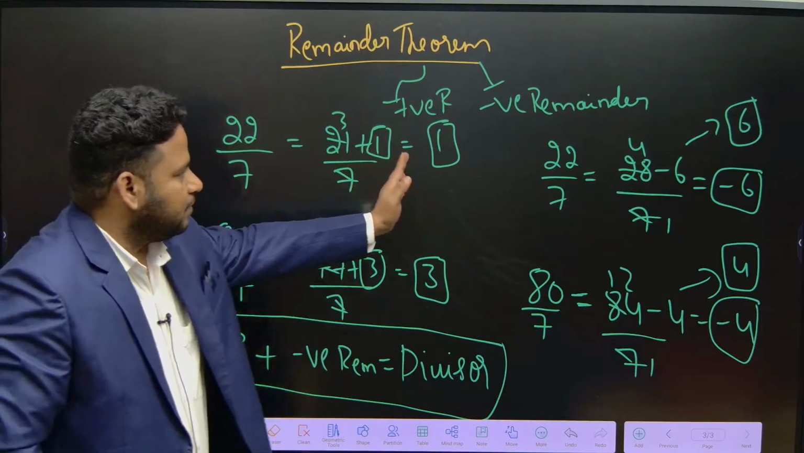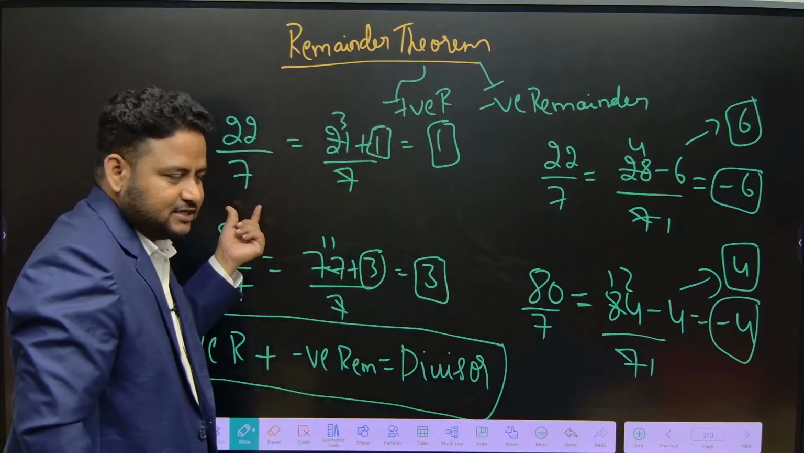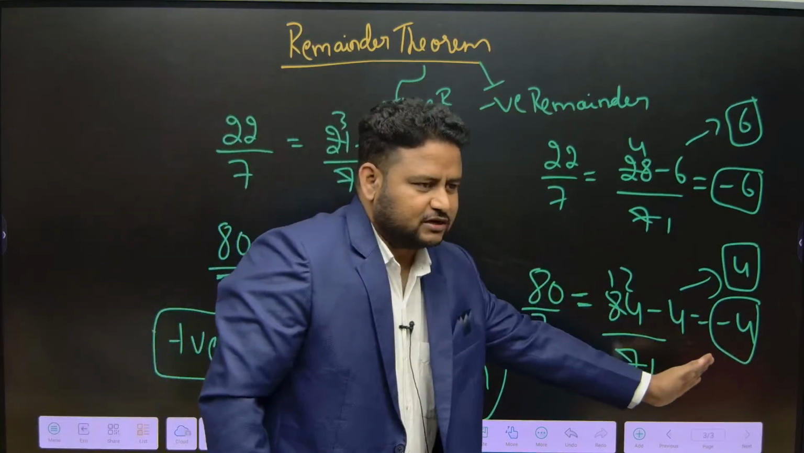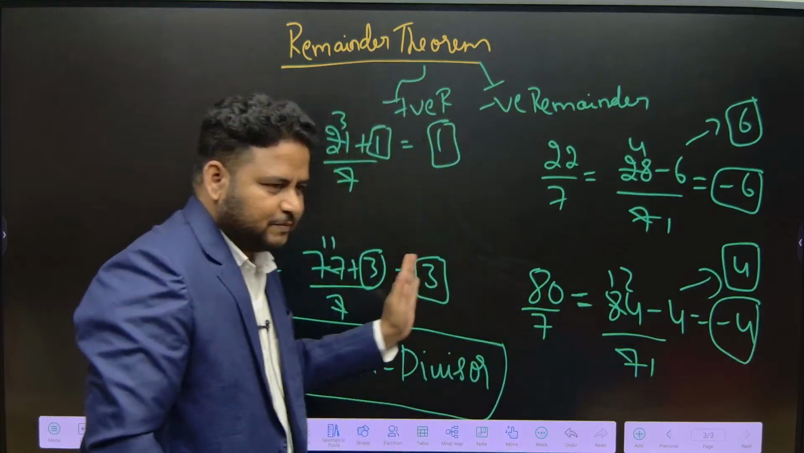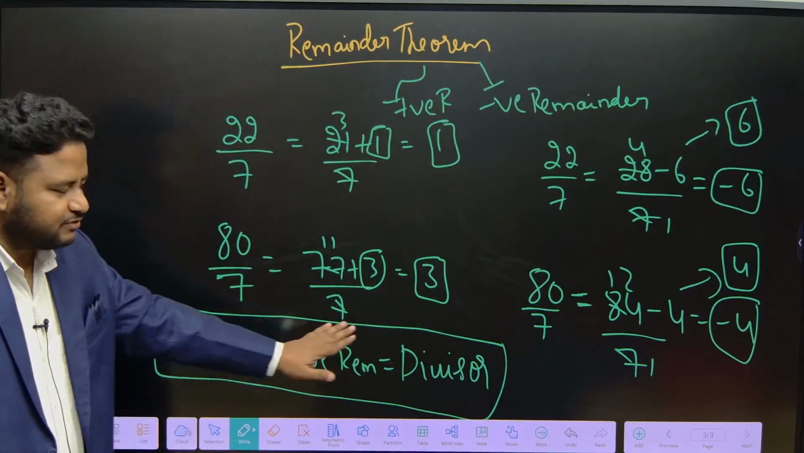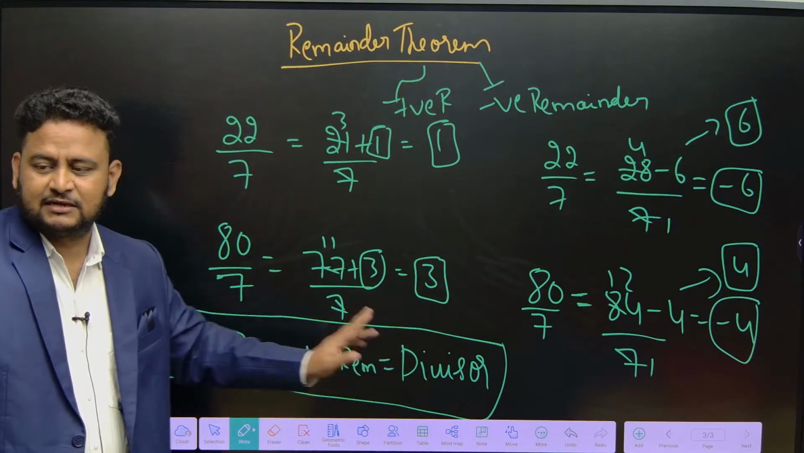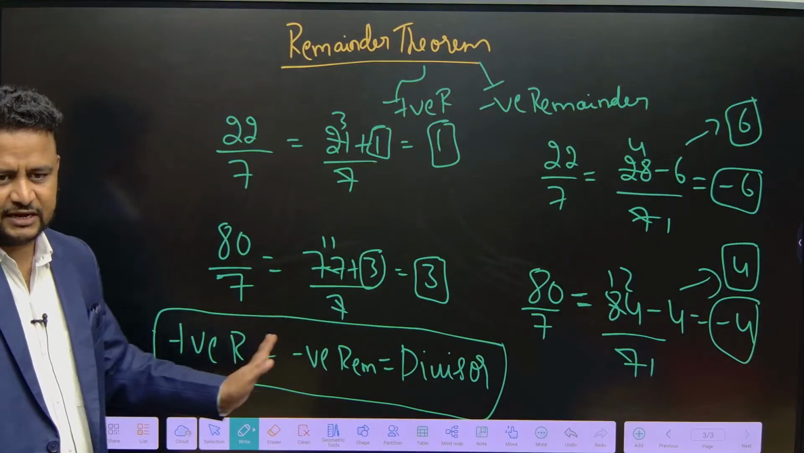See here, 1 plus 6, forget about the sign. 1 plus 6 is 7. 7 is what here? Divisor. 3 plus 4 is what? 7. Positive plus negative, if you add, you will get the value, that is divisor. Based on this, you will get a question. Okay. Positive remainder plus negative remainder will get the divisor. Clear?